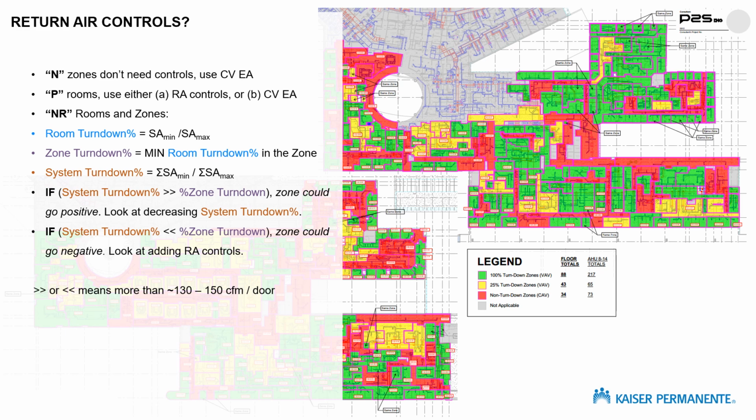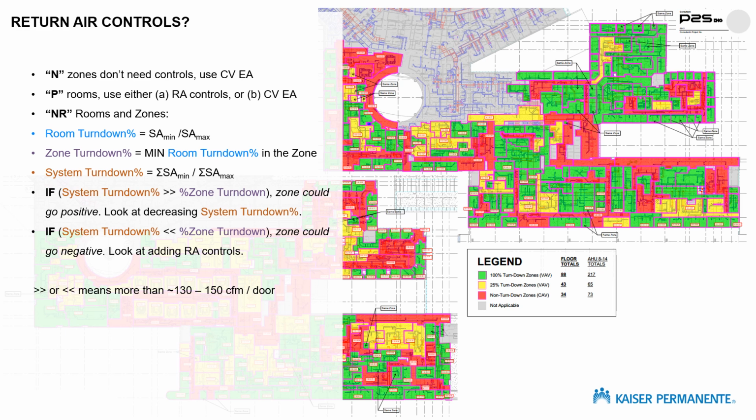What you need to do is look at the system turn down relative to those zone turn downs. On the other hand, if your system turn down is significantly less than your zone turn down, then that zone could go negative, right?